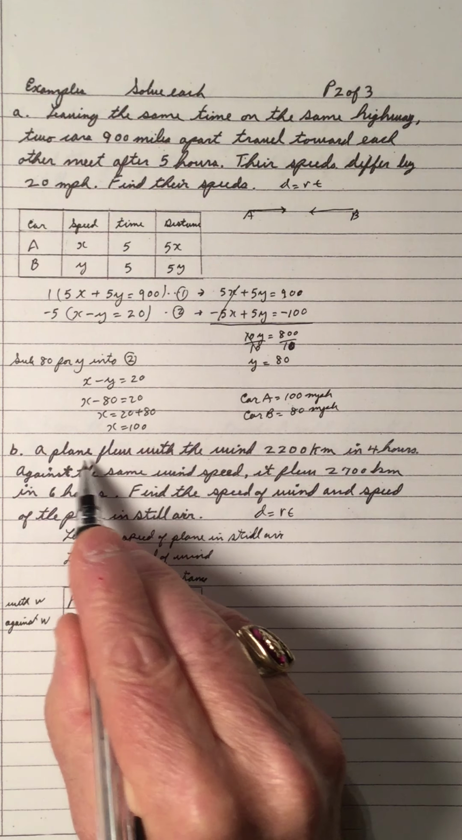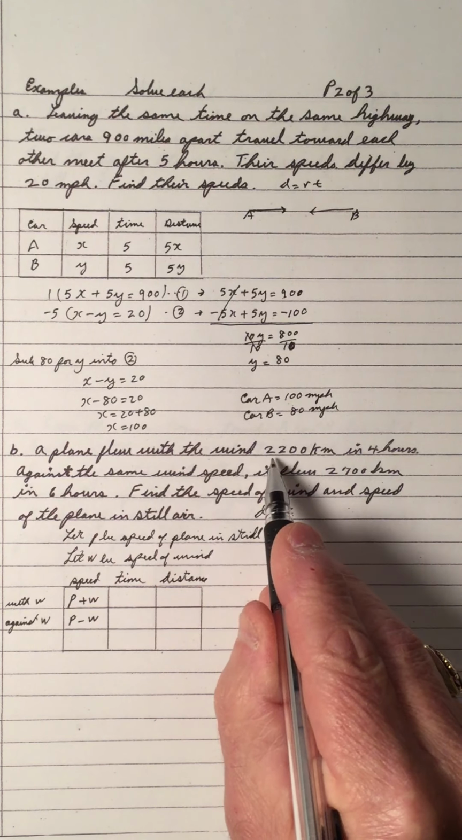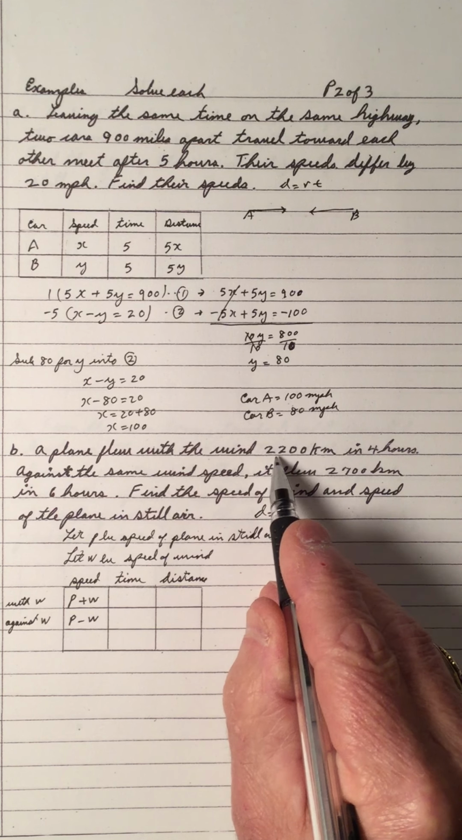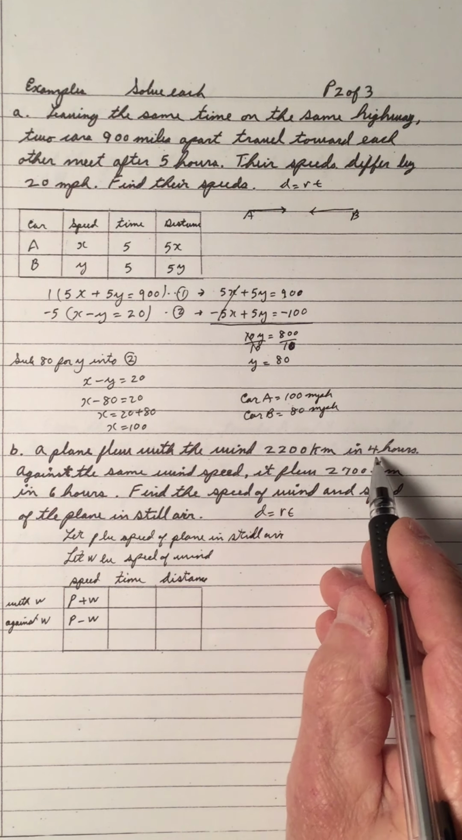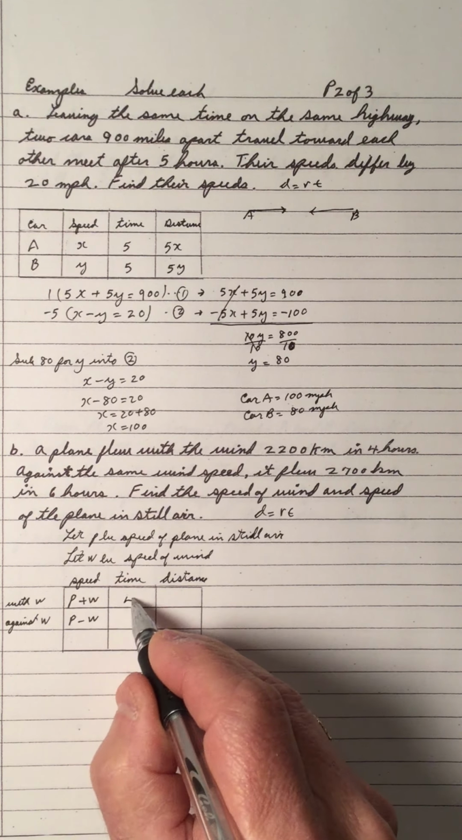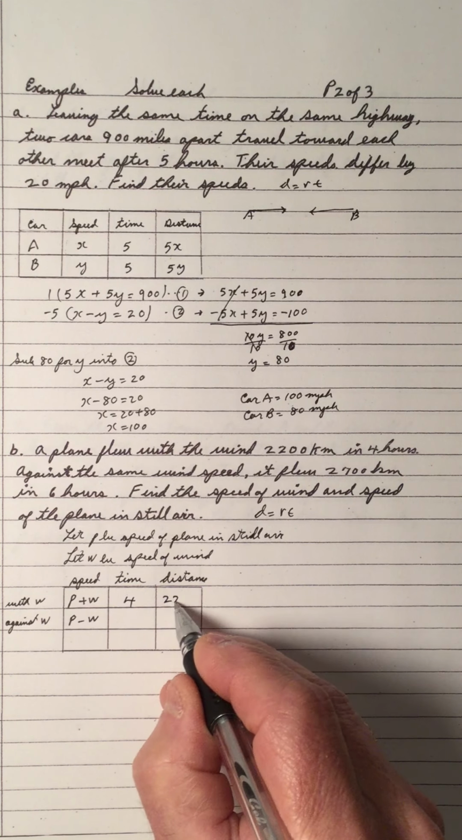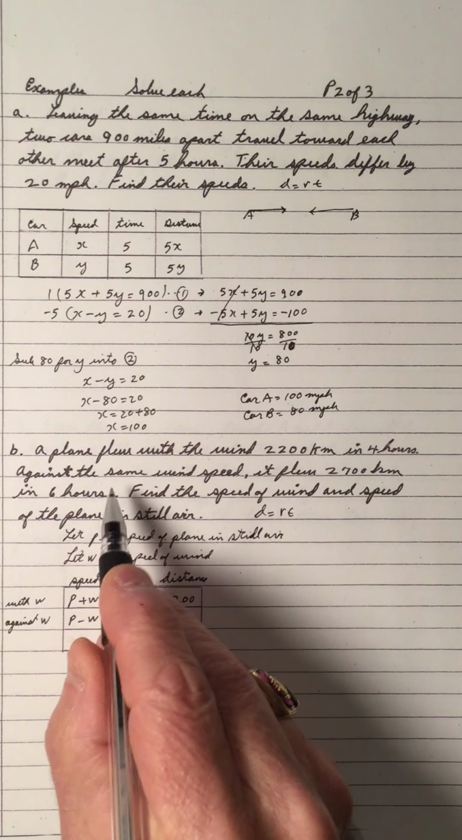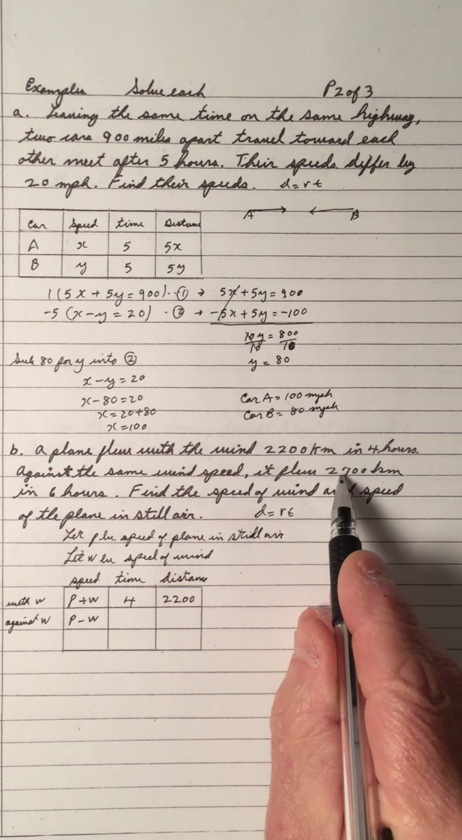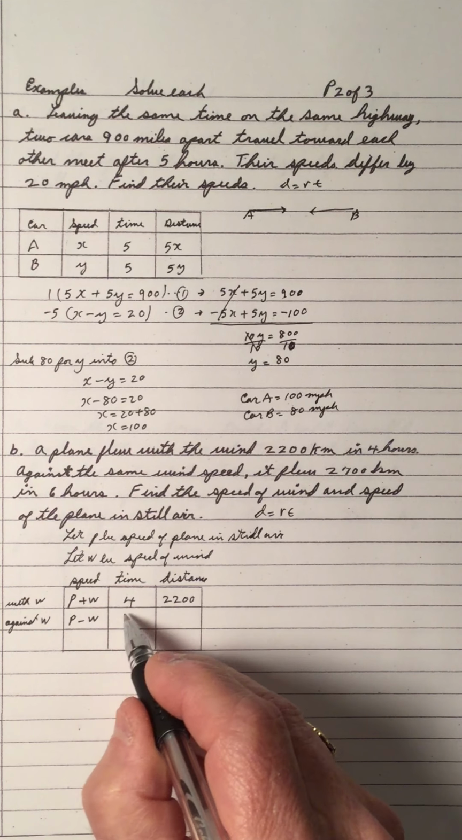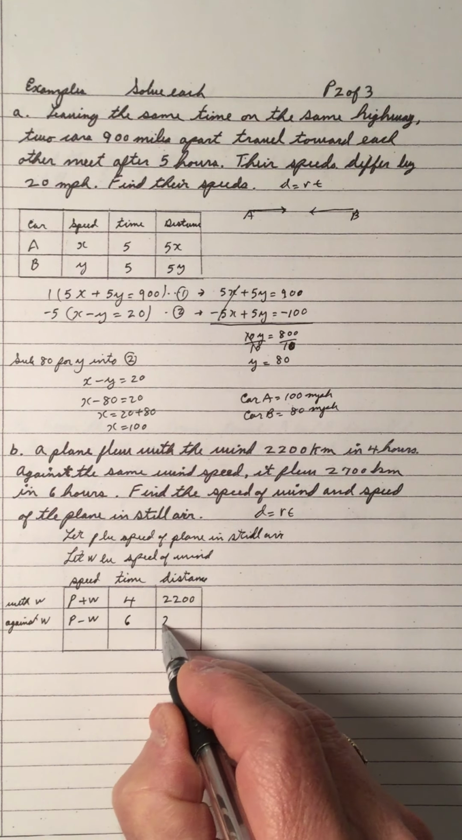So the plane flew with the wind 2,200 kilometers in 4 hours. So 4 hours, it flew 2,200. And against the wind, it flew 2,700 in 6 hours. So 6 hours with 2,700.